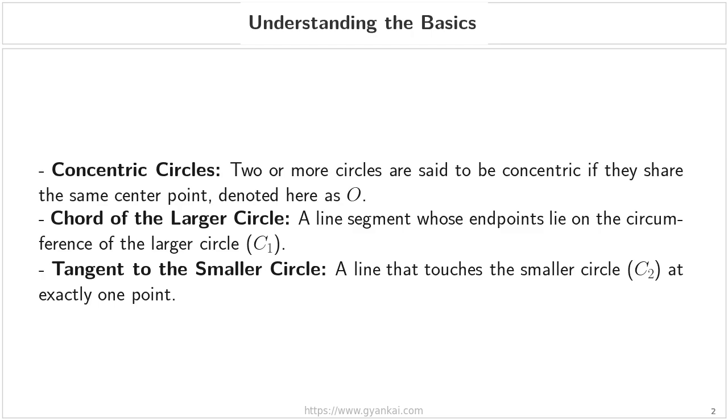Finally, we have the tangent to the smaller circle. Now, remember we have a smaller circle nested inside, which we'll call C2. A tangent is a special kind of line that just grazes the edge of this smaller circle, touching it at exactly one single point.